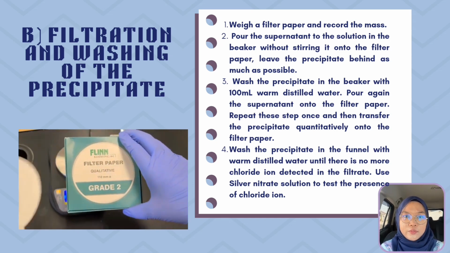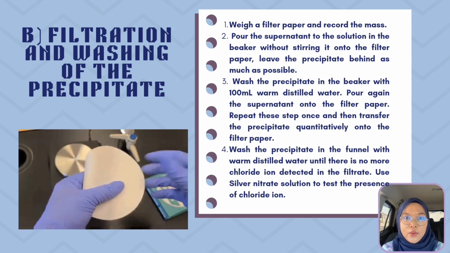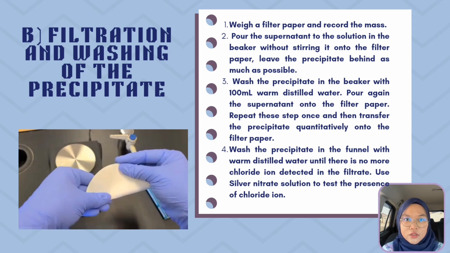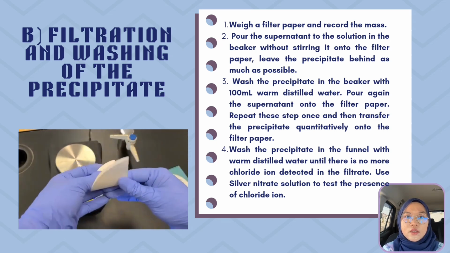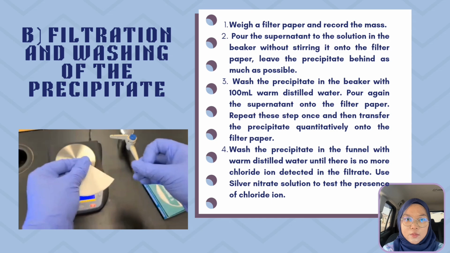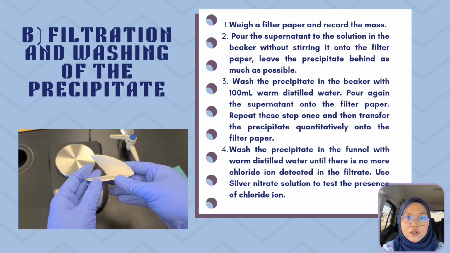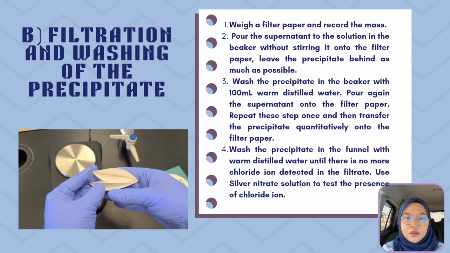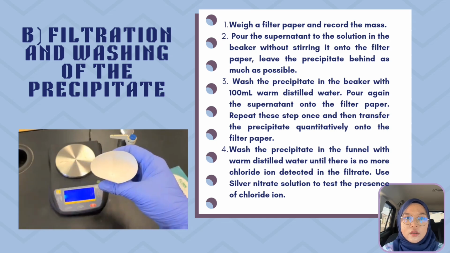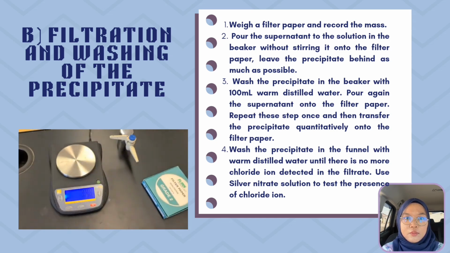And then B. Filtration and washing the precipitate. 1. Weigh a filter paper and record the mass. 2. Pour the supernatant of the solution in the beaker, without stirring it, onto the filter paper. Leave the precipitate behind as much as possible. 3. Wash the precipitate in the beaker with 100 ml warm distilled water. Pour again the supernatant onto the filter paper. Repeat this step once and then transfer the precipitate quantitatively onto the filter paper.